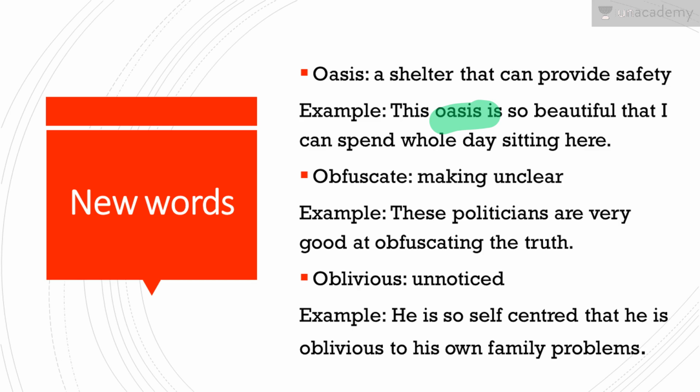Next is obfuscate, which means making unclear. Example, these politicians are very good at obfuscating the truth. It means these politicians are very good at making the truth unclear.